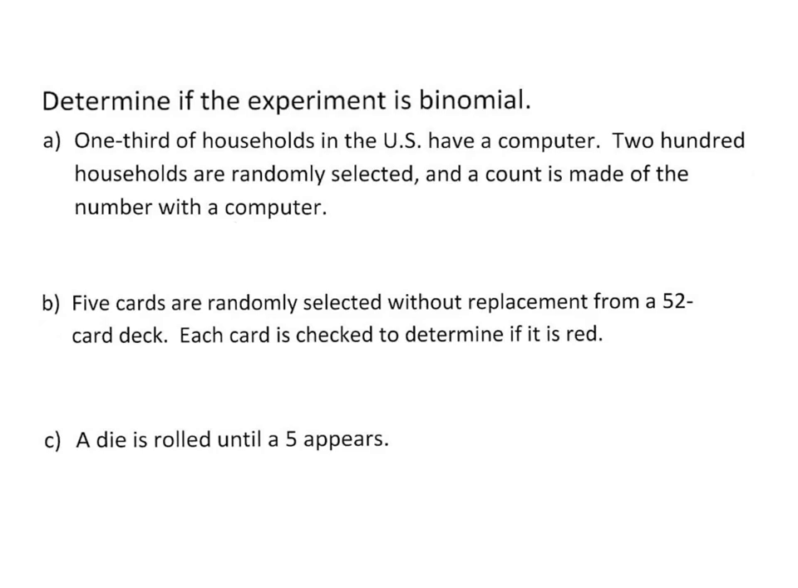So that part's met. There has to be a fixed number of trials. Is that determined? Yes. How many? 200. 200 households. Okay? Does the house on the corner having a computer impact the house next door to it? No. No, they are independent of each other. Okay? This would be considered binomial. It meets the requirements. It meets the conditions.